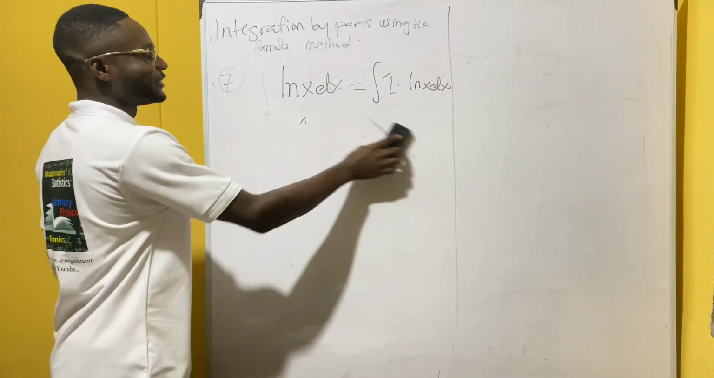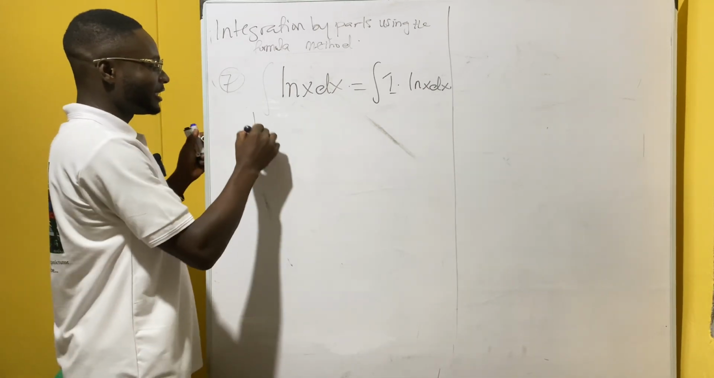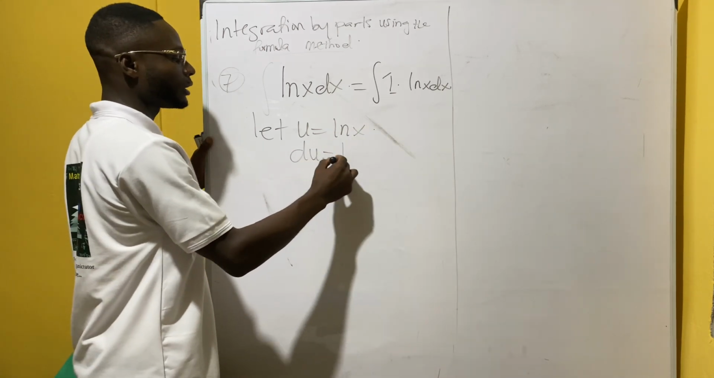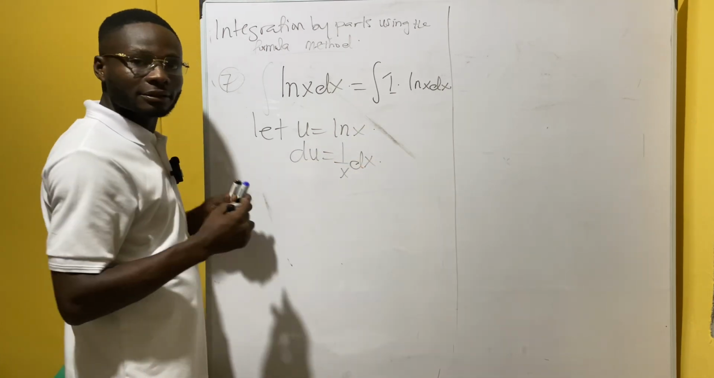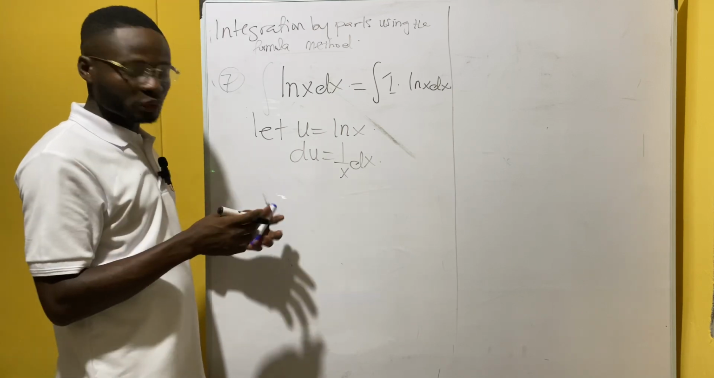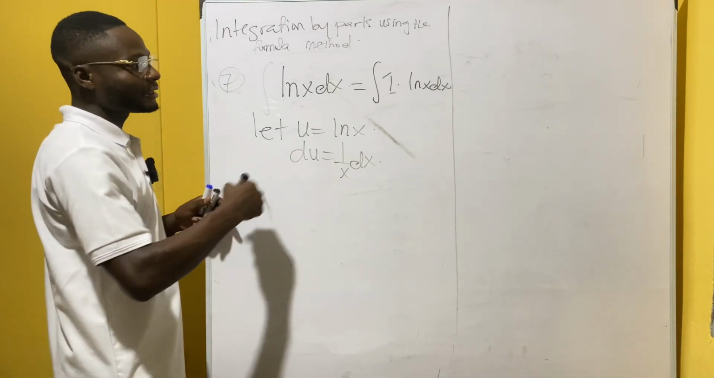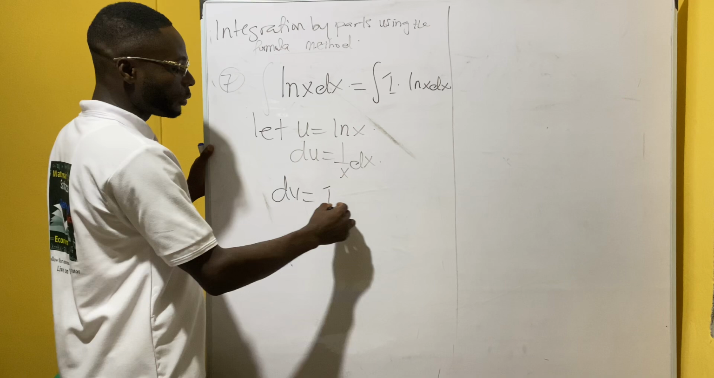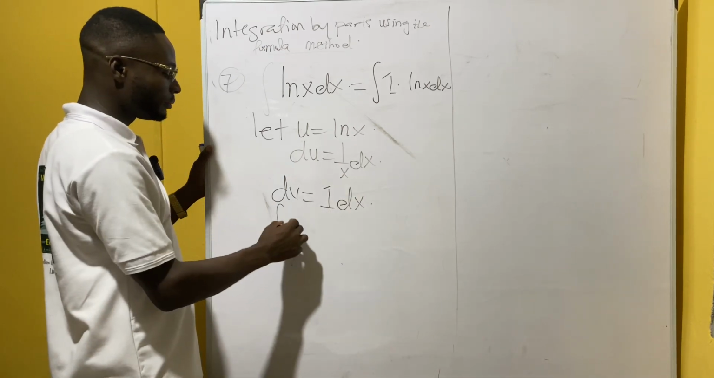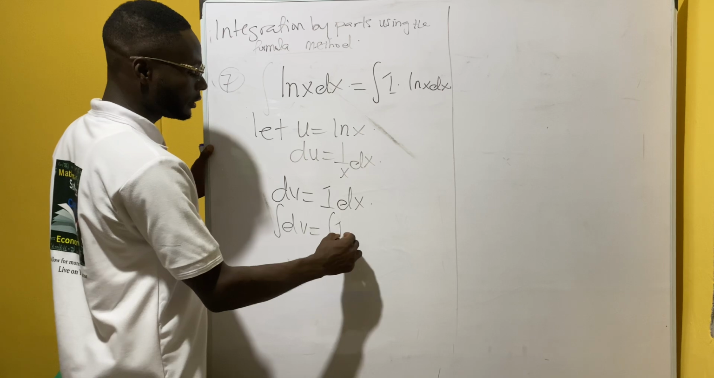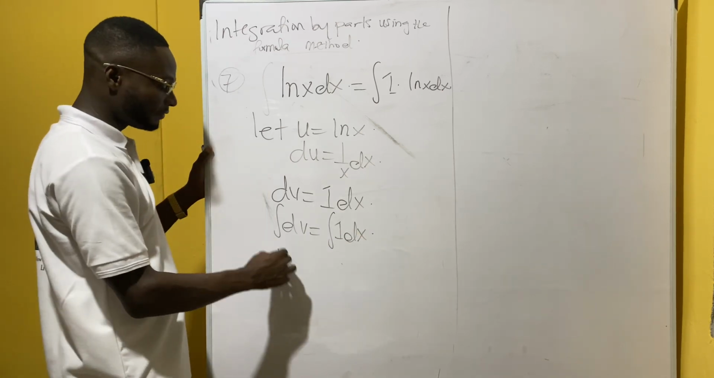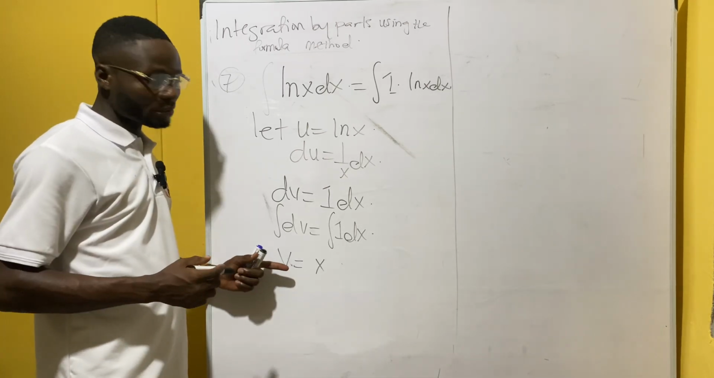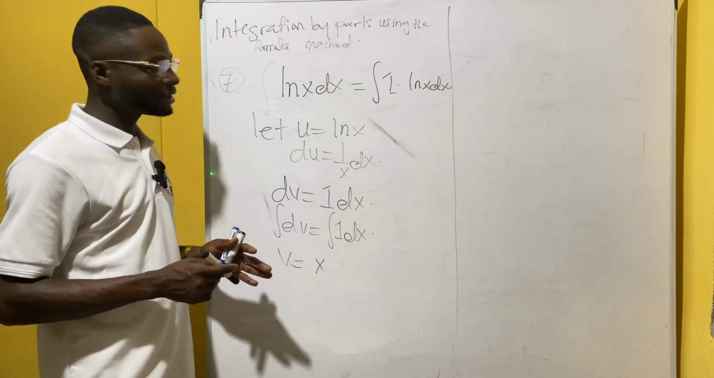So interesting. Right here, we can let u equal ln x, so du will be equal to 1 on x dx. Good. Then 1 should be the dv, so dv equals 1 dx. When you integrate both sides, we are going to have v equal to x. So we have gotten all the parameters, and we just go straight and use the formula.